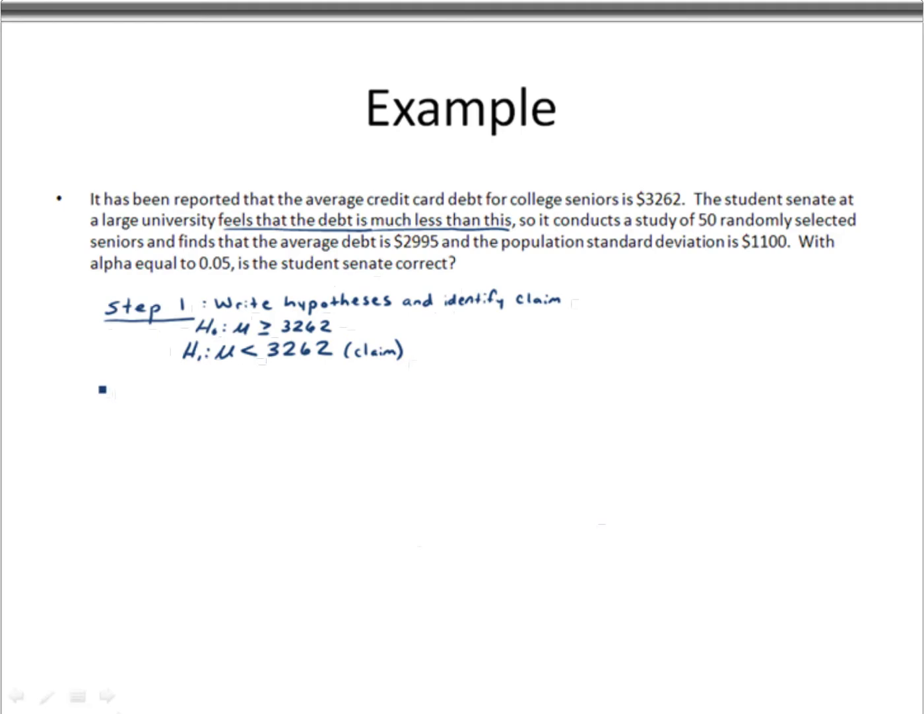Okay, so let's move on to step 2. Remember that step 2 is to find the critical values. And so for this step, I need to draw a picture of my standard normal distribution curve. And I need to decide which side of the curve to shade.